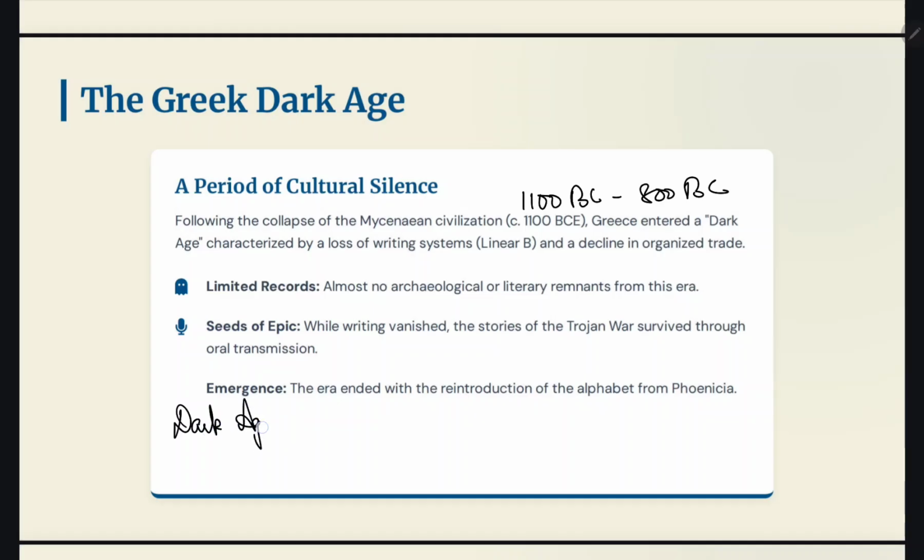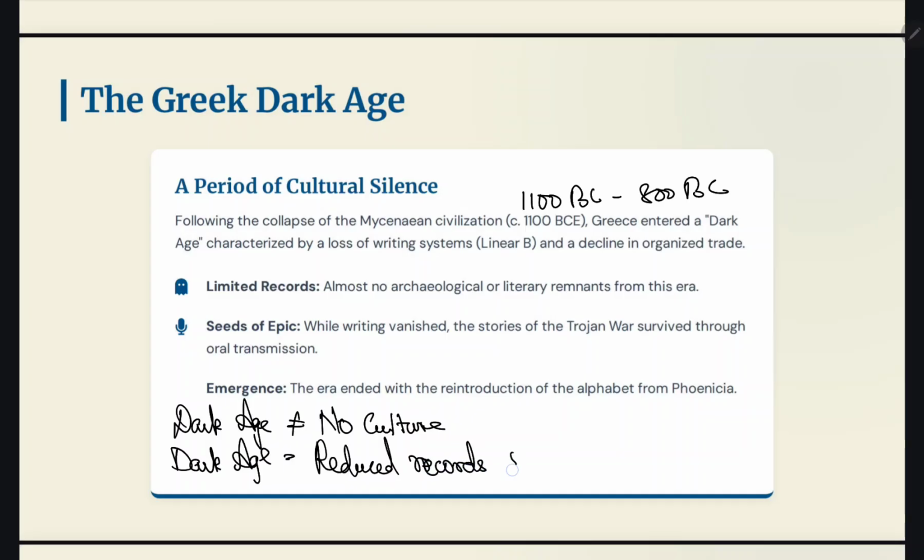Dark Age isn't equal to no culture. Dark Age is equal to reduced records and cultural decline. So, why do historians call it a dark age? Because people become less intelligent? No, that is not right. Because we possess fewer records. Dark Age refers to lack of historical evidence, not lack of human intelligence.